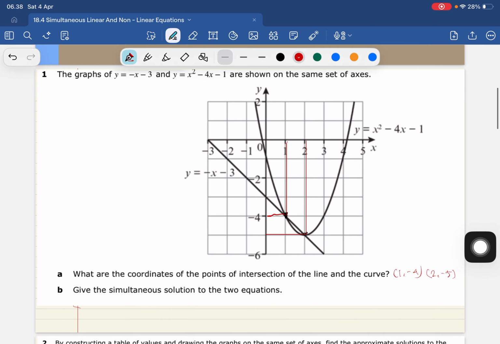When x is 1, then y is -4. So when x equals 1, y equals -4 from here, or when x equals 2, y is -5.